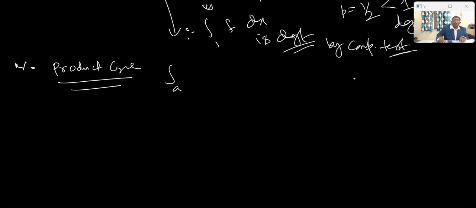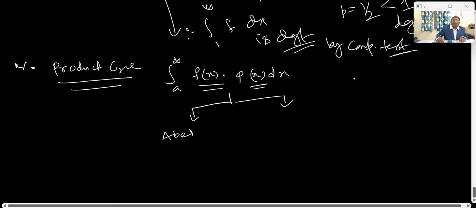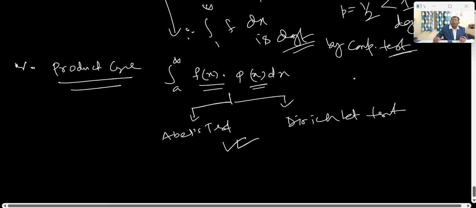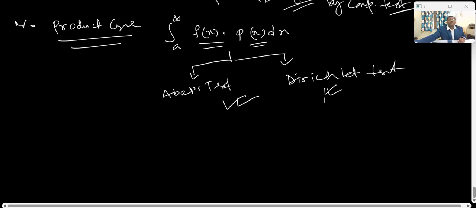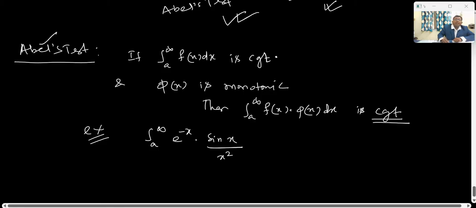Suppose your integral from a to infinity of f(x) into phi(x) dx is a product case. Then there are two approaches here. We apply the Abel test, and another test is the Dirichlet test. These two tests will help you to overcome the problem in a very easy way. So let us have some standard examples. Another important test is the Abel test to deal with the product function.